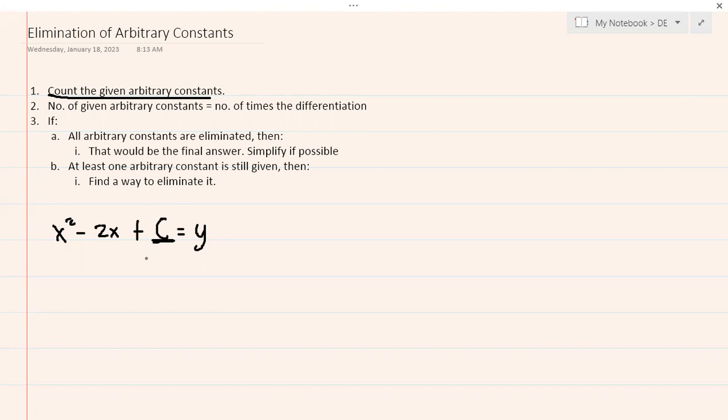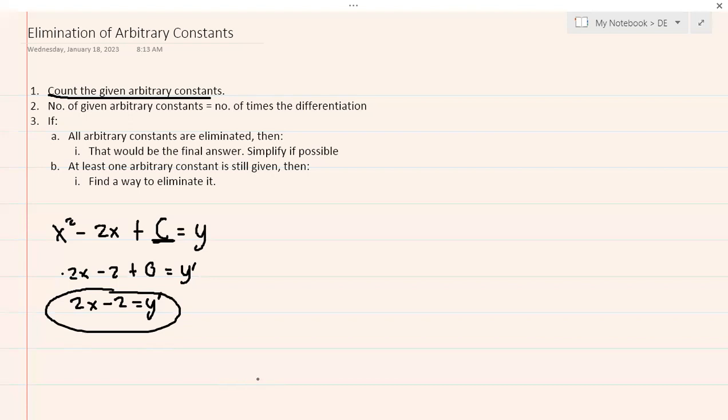So let's differentiate this once. The derivative of this equation is 2x minus 2 plus 0 is equal to y prime. To simplify further, we have 2x minus 2 is equal to y prime. Now, check: is there any arbitrary constant here? The answer is none. So if none, then that is our final answer. That's how easy it is.